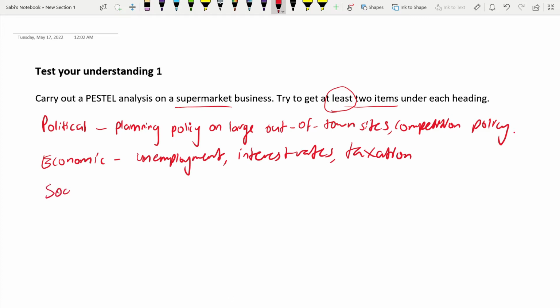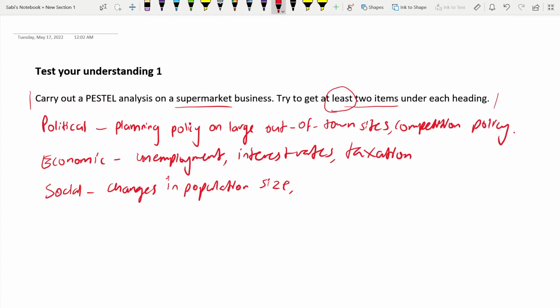Social. Under social, what can you write? Changes in population sizes. This is purely your textbook knowledge. Okay, this is just for revision, to see whether you remember what the social factor, economic factor, and all are. But in the exam, they will not ask you like this. In the exam, you have to use the case study only. Because there is no case study, this is the only question in test your understanding one. If they have given you some background, you must extract information from there and write it in your answer. But since they just told us to write two items under each heading, it's just your knowledge. That's it. So changes in population size is one.